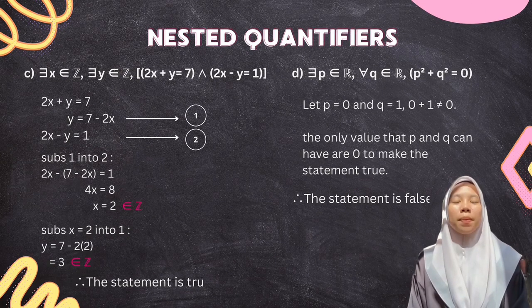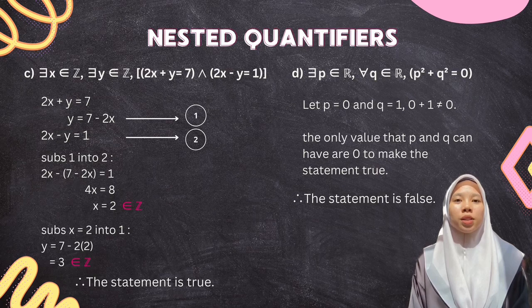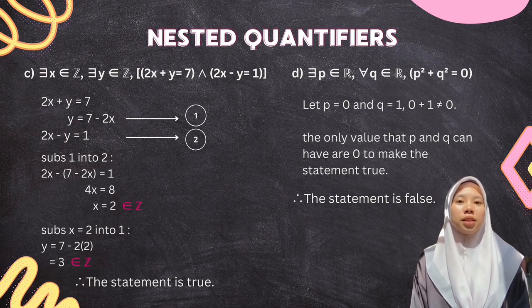Question C, some x belongs to Z, some y belongs to Z. 2x plus y equal to 7 and 2x minus y equal to 1. Since there are two equations given, we need to solve simultaneously. We need to find the first equation and second equation. So the first equation, 2x plus y equal to 7, we need to let y as the subject. So y equal to 7 minus 2x.